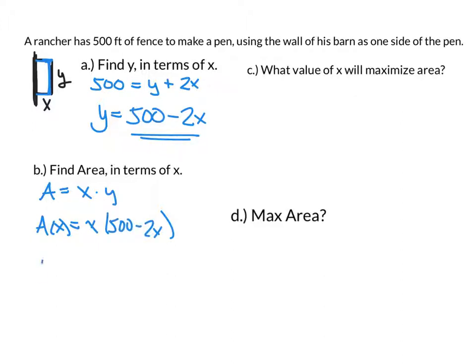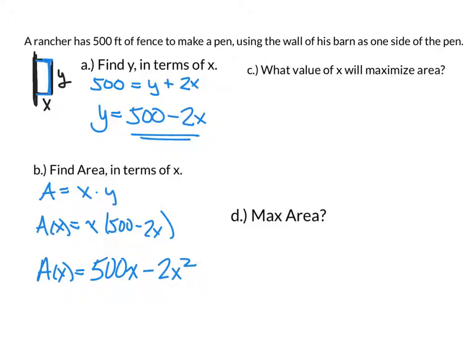Now I know that it's going to be helpful for me to distribute that x, so I'm going to do that real quick right now. 500x minus 2x squared. Those first two parts were really just set up to get to the real crux of the problem, and that is what value of x will maximize the area.